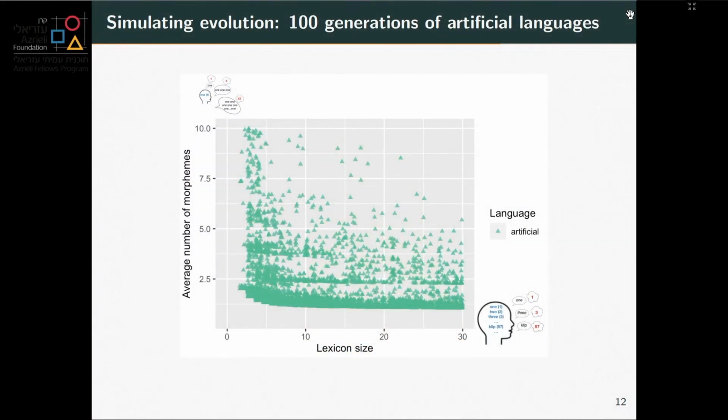Now, as I said before, I simulated evolution over 100 generations. Each generation had 2,000 languages. And the idea is that each generation is a little bit better and better in trading off between lexicon size and average number of morphemes. And the languages from that simulation are plotted here as these green triangles.